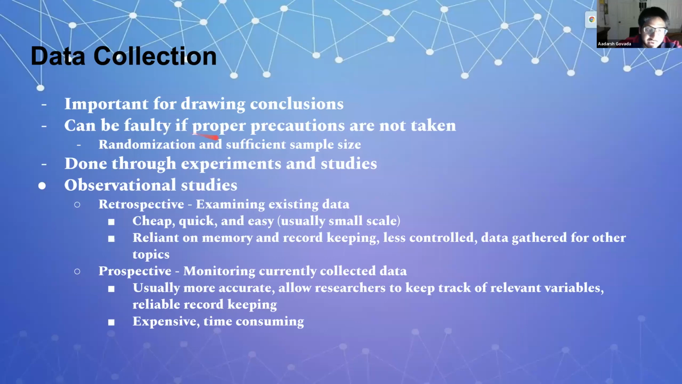So it can be faulty. Data collection is not always perfect, and there are a couple precautions that we can take to try to minimize the error, but we have to take those precautions, otherwise our data will be meaningless. And some of those precautions are listed here: randomization and sufficient sample size.